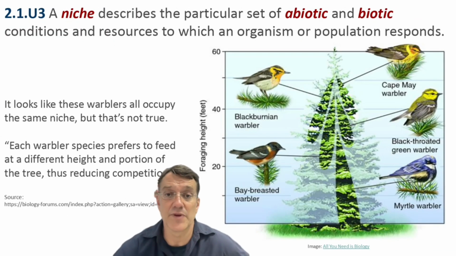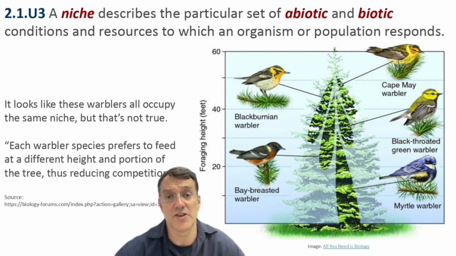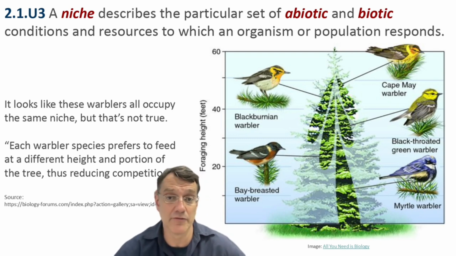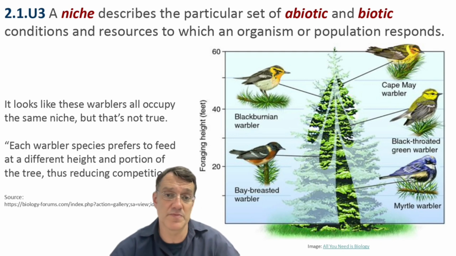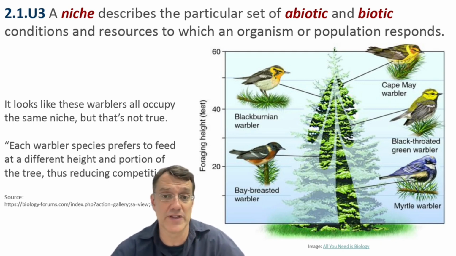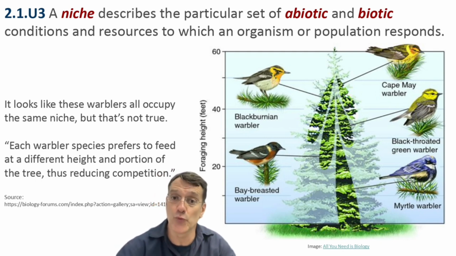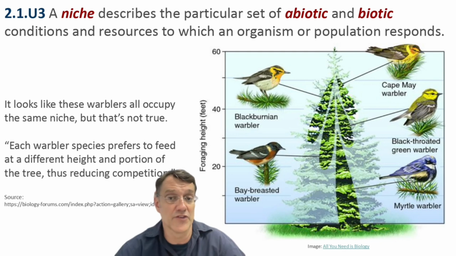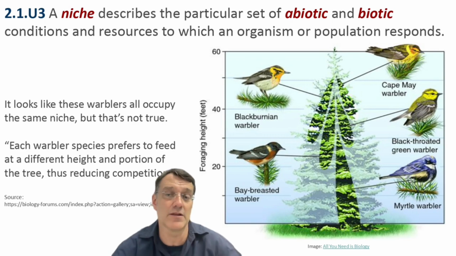This diagram illustrates how 5 different warbler species share the same habitat, coniferous trees, but they occupy different niches. Although they might appear to compete for the same resources, each warbler species feeds at a different height and a different portion of the tree. By partitioning the resources this way, they reduce direct competition with one another. This is a perfect example of how closely related species can coexist by occupying slightly different ecological niches.